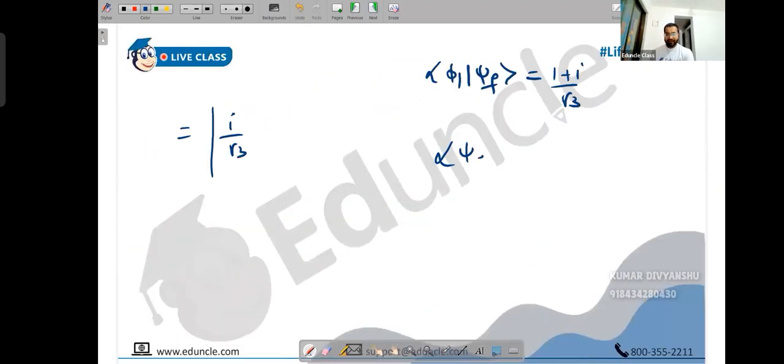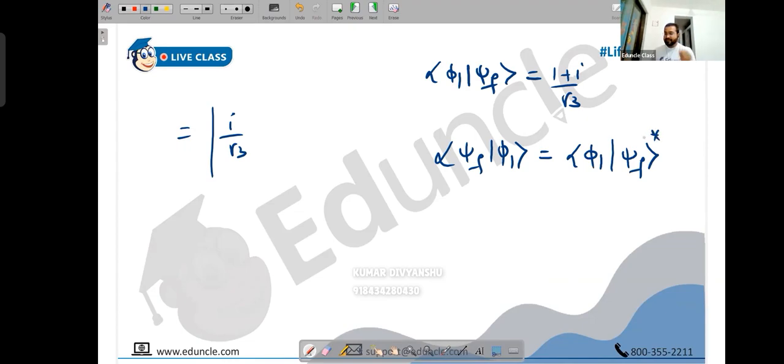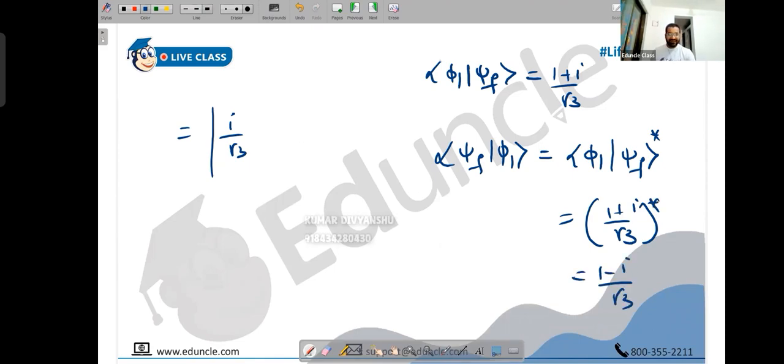Can you tell me what is the value of psi f phi 1 then? 1 minus I upon root 3. Because I hope you remember this is nothing but phi 1 psi f the whole star. Again, the properties that we have learned are coming live. We learned that phi 1 phi 2 the whole star can be written as phi 2 phi 1. These are the properties that we are using now. So psi f phi 1 is phi 1 psi f the whole star. So we just take the conjugate of 1 plus I upon root 3, which is 1 minus I upon root 3. Okay, so psi f phi 1 we wanted, which is 1 minus I upon root 3.